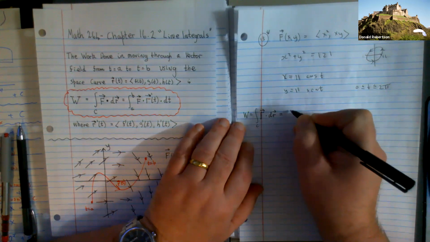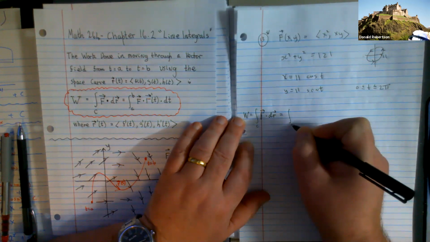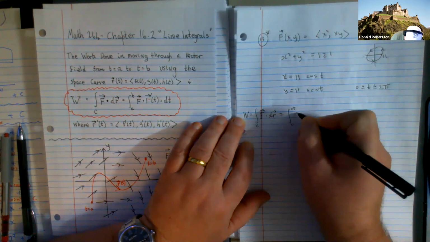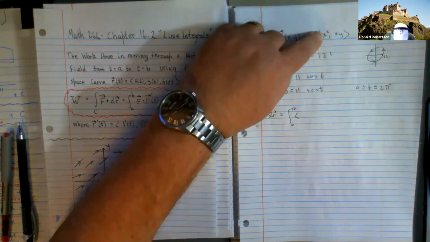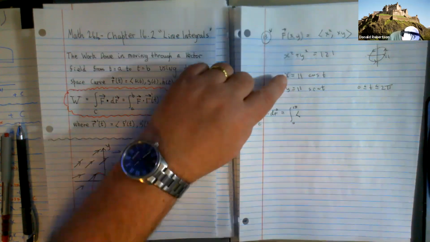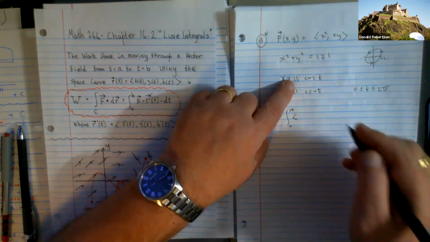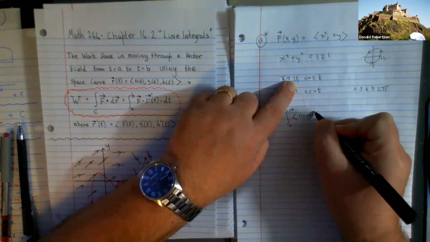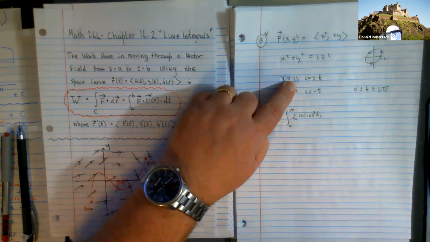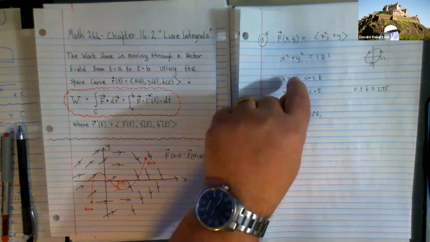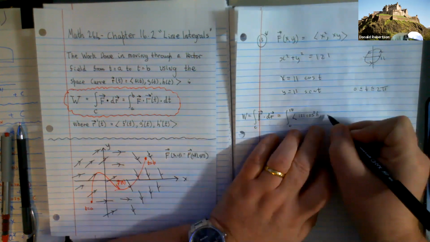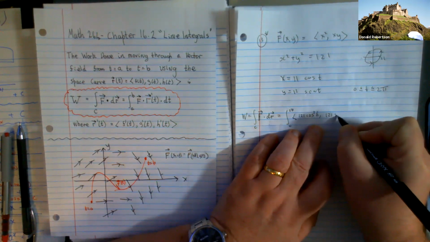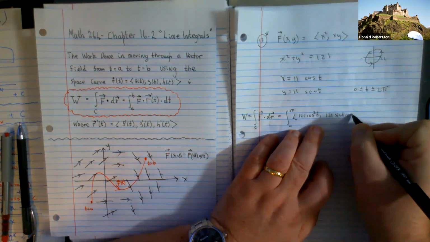And that's going to be the integral from 0 to 2 pi. Done. Now the vector f is x squared, xy. X squared is going to be this guy squared, 121 cos squared t. Xy is going to be this guy times this guy, which is 121 sine t cosine t.